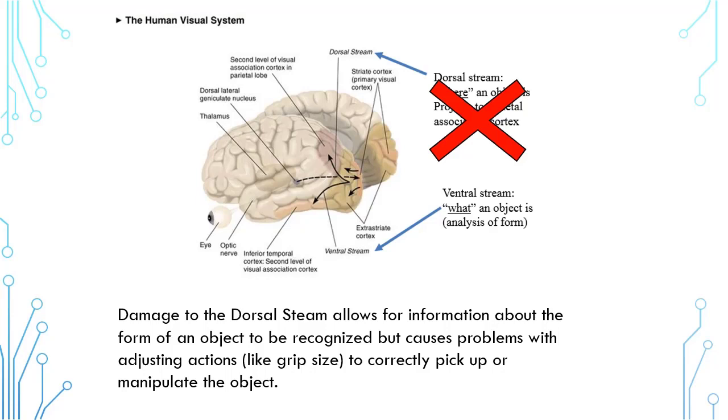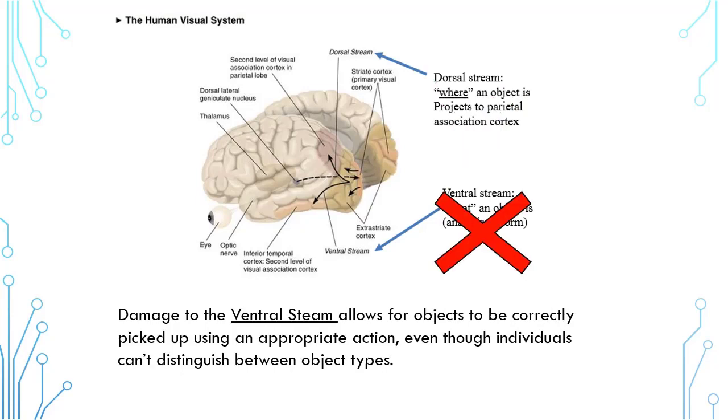And people who have damage to the dorsal stream have a lot of trouble being able to engage in those sorts of spatial tasks. So much of what's going on in terms of visual location can be attributed to the dorsal stream.